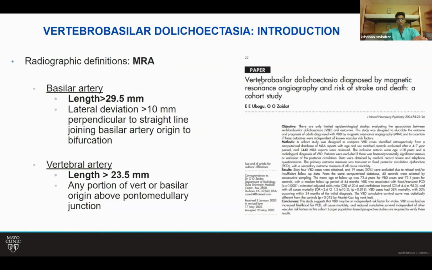For the vert, what they found on MRA was a slightly smaller diameter, as expected, with just under 2.4 centimeters. And here they found that any portion of the distal vert or VB junction that arose above the pontomedullary junction would be classified as dolichoectatic based on MRA.